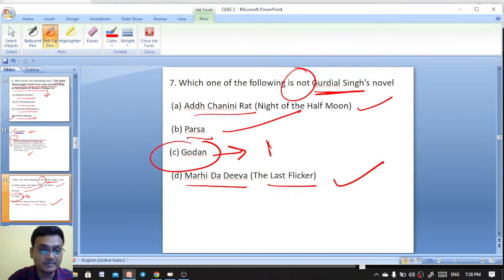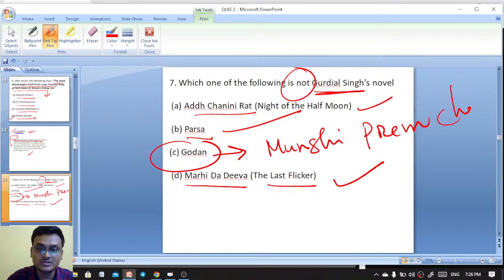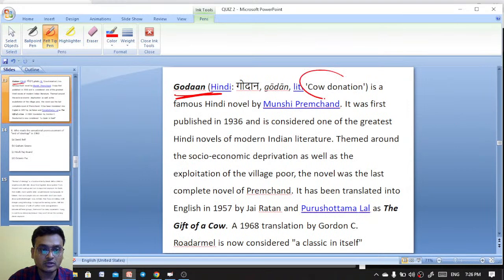Munshi Premchand, the Hindi writer. Godan is a novel. Godan means cow donation. Cow Donation is a famous Hindi novel by Munshi Premchand. It was first published in 1936. It is considered one of the greatest Hindi novels of modern Indian literature.